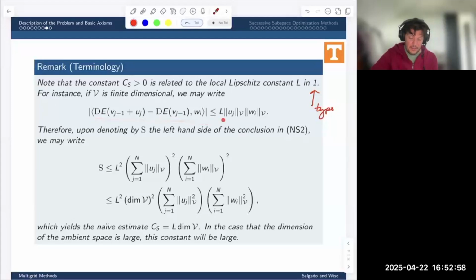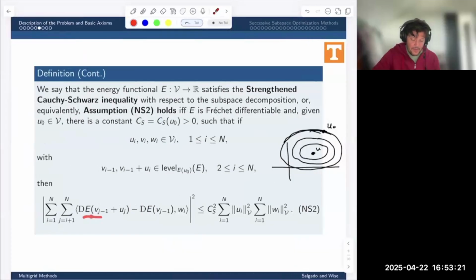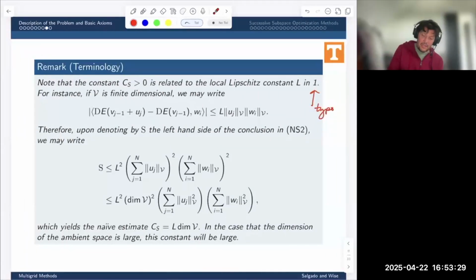And what we get is that all this stuff is less than L times the norm of Uj times the norm of Wi. Basically, this will be the difference of this term and that term, and the difference of those two terms is going to be precisely Uj. Well, if we substitute this for this term here, we can try to derive a constant and see what constant we get in that case. If we use this estimate, then we're going to get something like this.